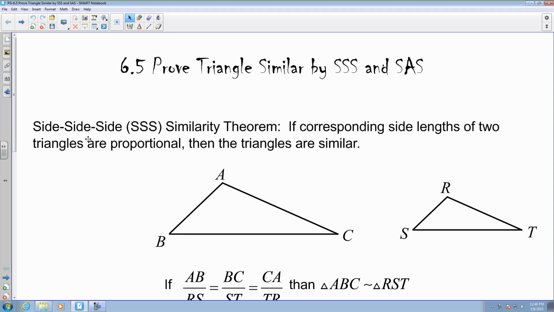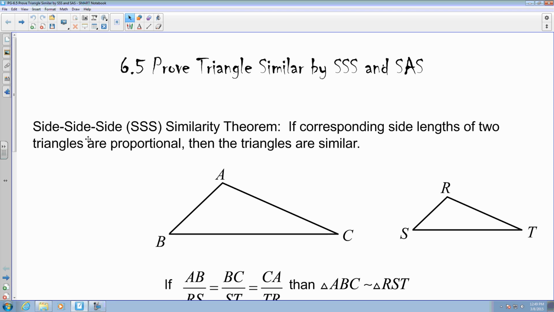All right. We are in section 6.5, where we're going to prove triangles are similar by side, side, side, and side, angle, side. The first one we're going to take a look at is the side, side, side similarity theorem.